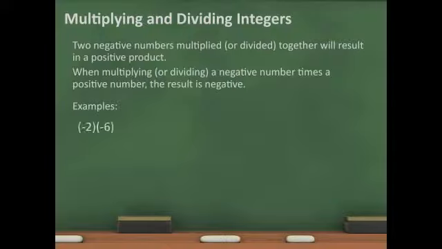Negative 2 times negative 6 will equal positive 12. Positive 2 times negative 10 will equal negative 20.